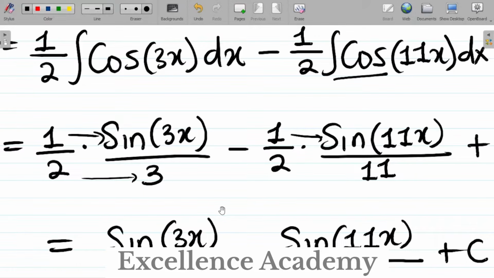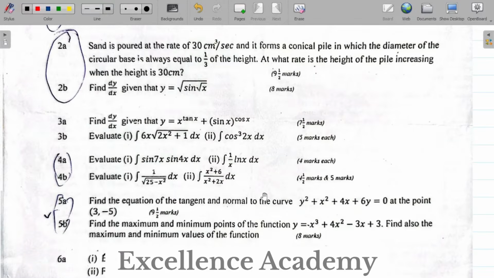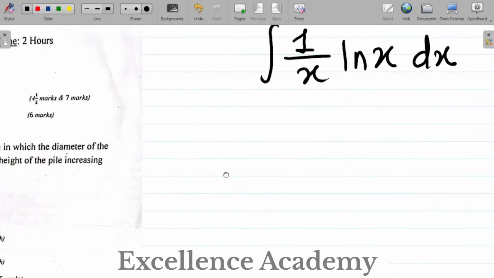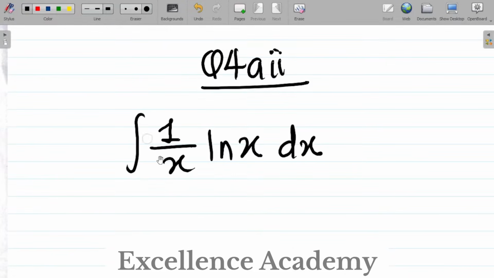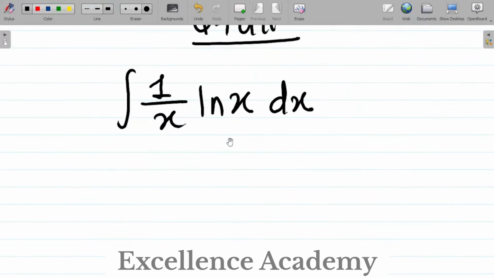Let's look at the next question there, 4AII. Evaluate the integral of 1 over x ln x dx. So how do you solve this question? For this question here, we'll use integration by parts.